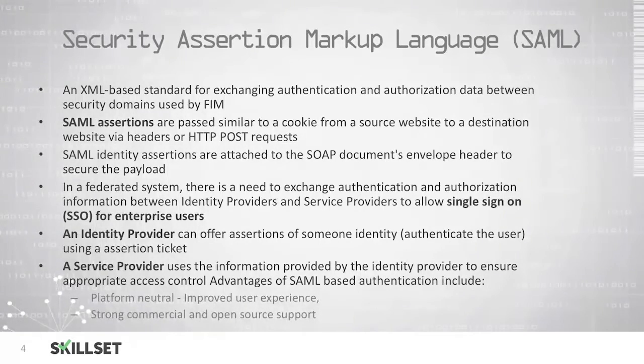information. With federated systems, we need some way to exchange authentication information between the identity providers and the service providers in order to allow single sign-on to function properly. An identity provider can offer assertions of someone's identity, basically proving that the person is who they claim to be, using assertion tickets. The service provider will use the information they received from the identity provider to provide the appropriate access controls depending on the user. The advantage of using SAML-based authentication is that it is platform neutral, which will improve the user experience, and it also has strong open source support as well as strong commercial support.